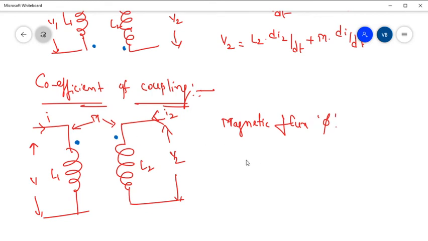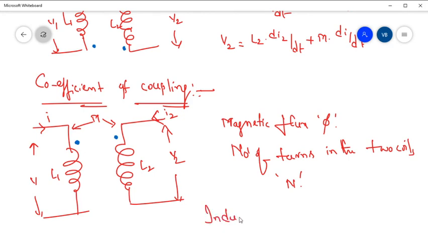So what is the inductor value here? Let us take the number of turns in the two coils, that is, let N be the number of turns. Magnetic flux is phi. So how do we write the inductance value? Inductance can be written as L equals N phi by I.